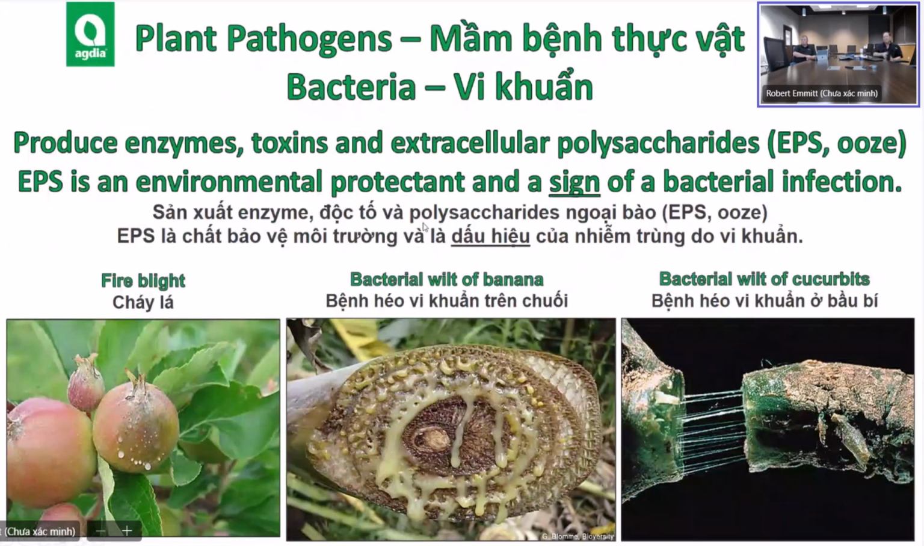So bacteria will produce enzymes, toxins, and a substance called EPS, or extracellular polysaccharides. Some people call it ooze, but it's this here. It's dripping out of the plants or in the vascular system of the plant. This is a sign of a bacterial infection. So if you have bacterial ooze like this, it's going to be a bacterial infection.